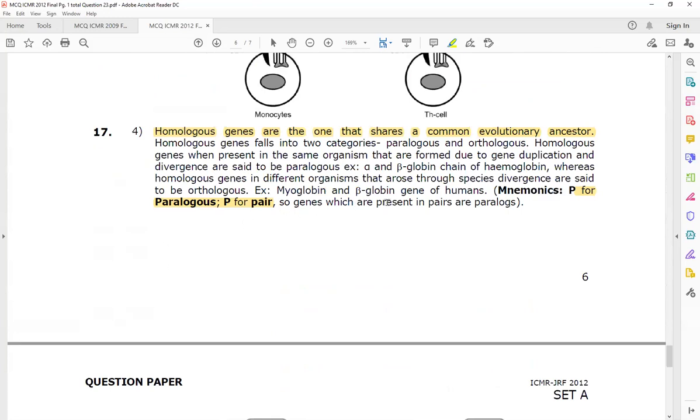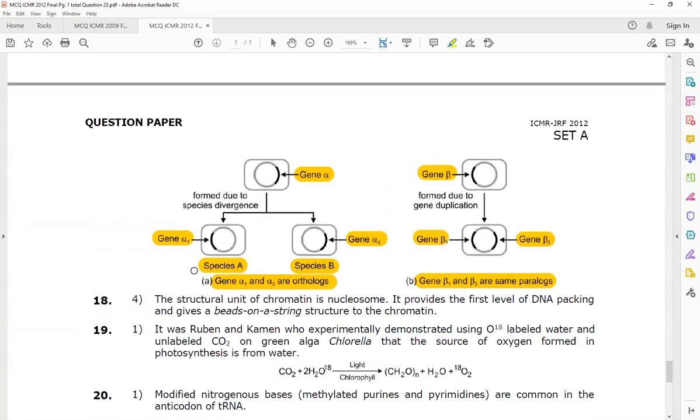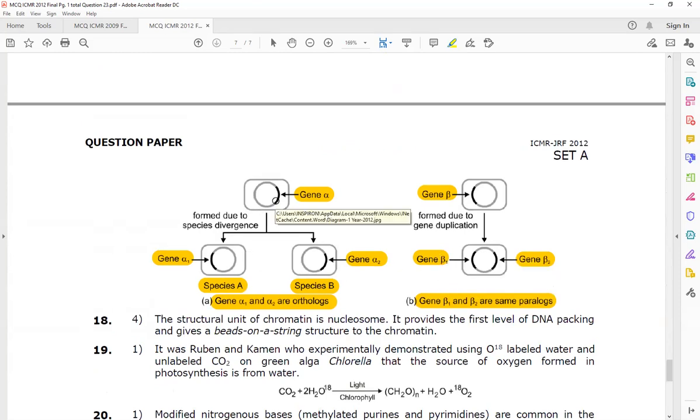P for paralogous. So genes present in pairs are paralogous, and these are the genes which are being produced. If they are being produced by gene duplication, the same gene is there. Species divergence. Formed due to gene duplication. Here the same gene has been duplicated and then diverted. Here it has been diverted into two different species. When it moves into two different species, it is said to be orthologous, else it is said to be paralogous. Difference तुम्हें clear है त्रिशला?